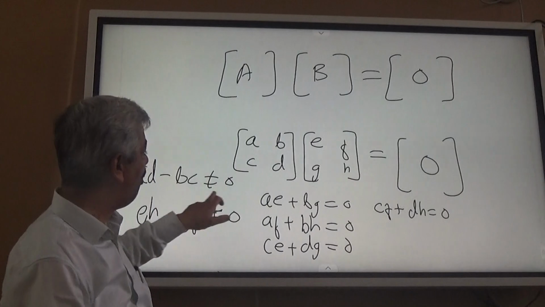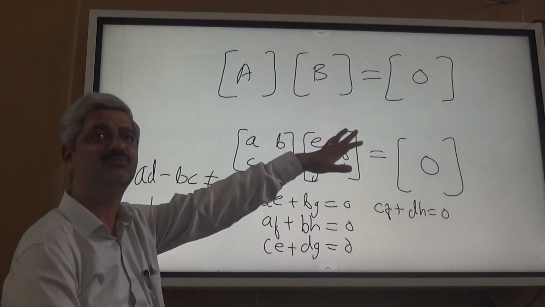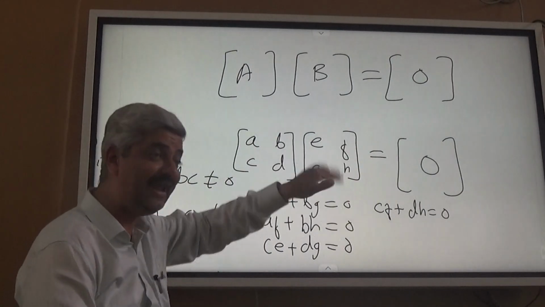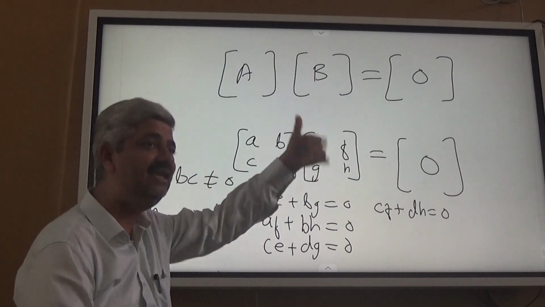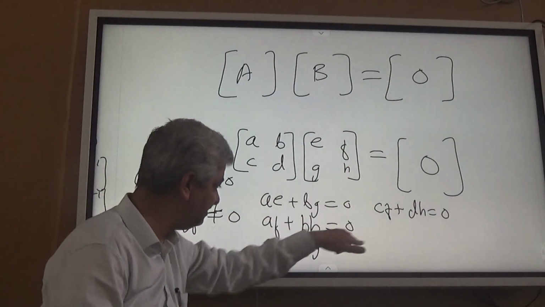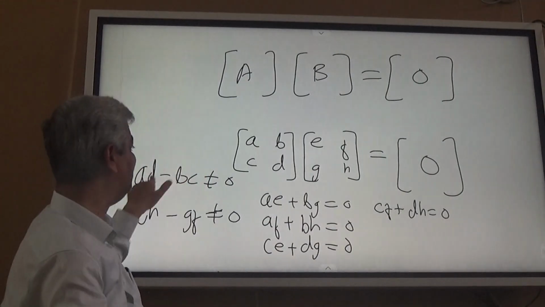Can I have all these 6 equations simultaneously true? Can I get 8 variables A, B, C, D, E, F, G, H such that these must be 0 and these are non-zero?